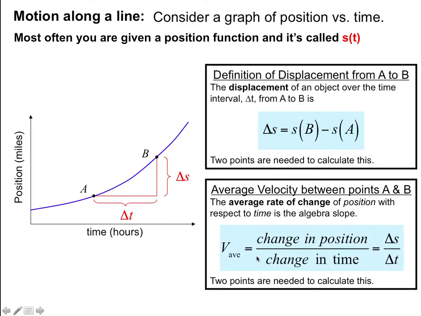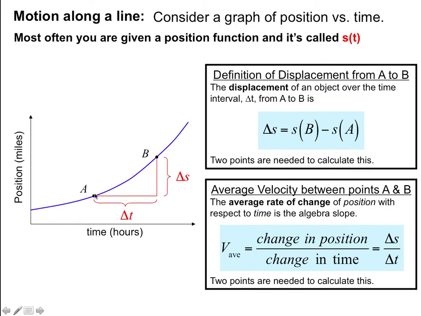So we know we're talking about rise over run. Our rise is our change in position, our displacement. Our run is our change in time. And again, just to reinforce this, we need 2 points to calculate this. So to calculate this, we'd look at our change in position and divide it by our change in time. And that's our average velocity.